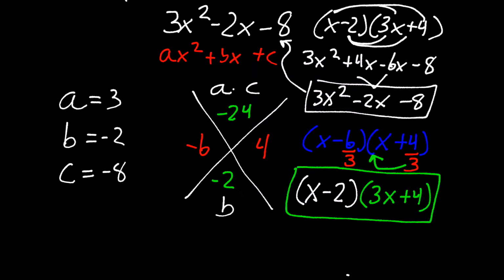So there we have it, a way to use the diamond method for values of a that are not 1. Let's try a couple more examples of these as we get used to dividing these by the value of a.